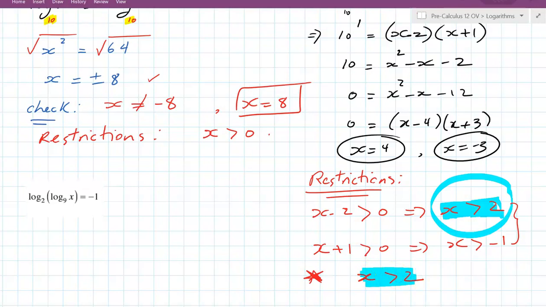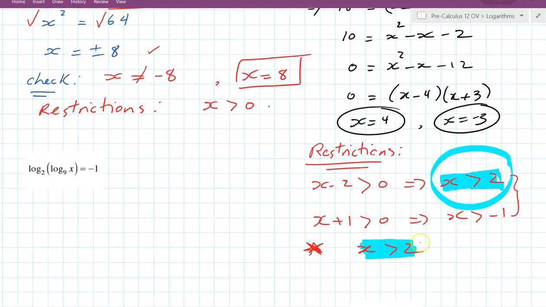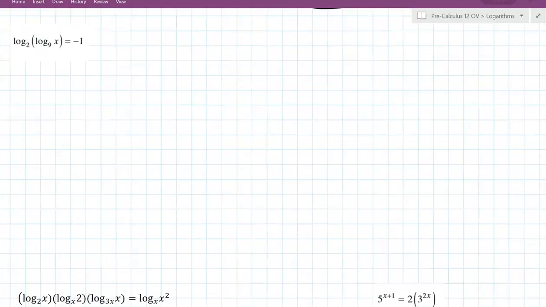Now you go ahead and check. Notice that x equals 4 is one of the solutions. However, when x equals minus 3, that is not a solution because it is not greater than 2. So the only answer is x equals 4. Simple as that. Great. All right, let's look at C.